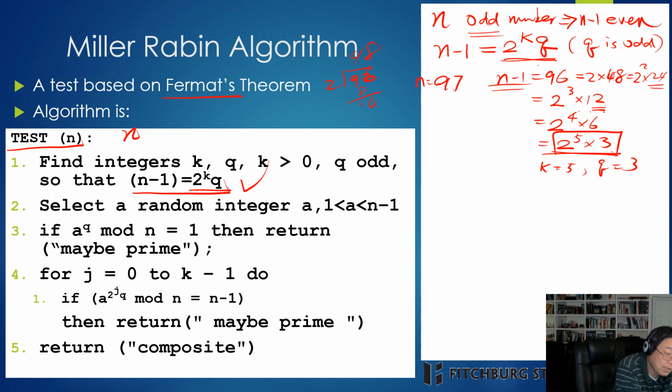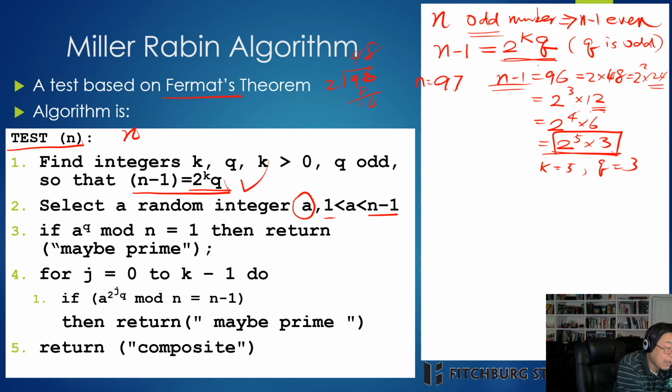And then in the test, we select a random integer a. Now a is between 1 and n minus 1. That's a huge range, right? If n is a huge number, then a can be selected from 1, 2, 3, 4, all the way to n minus 1. Okay, now we're going to do the testing using Miller-Rabin.